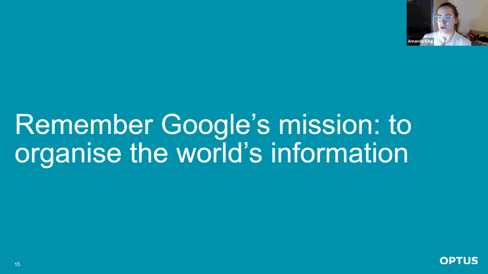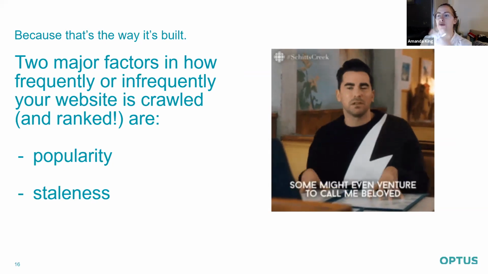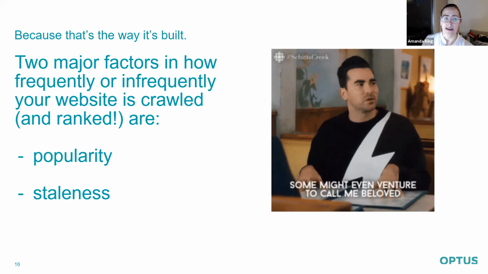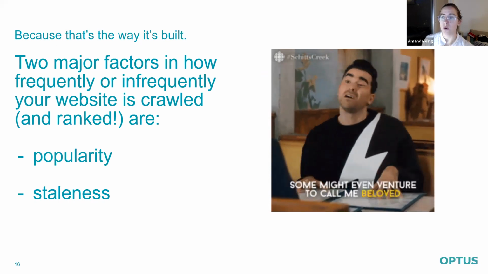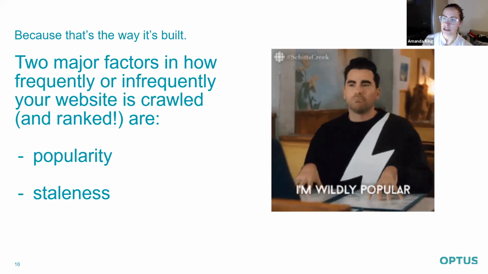Why? Because Google's mission is to organize the world's information. And the world's information is constantly growing and changing. They've built this into their algorithms in terms of how they understand content throughout the web. There are two major factors in how frequently or infrequently your website is crawled, how frequently it is read, and therefore how frequently it is ranked. There's popularity, which is how many people are linking or sharing your website, and then staleness, which is how accurate and up-to-date the information on your website is.